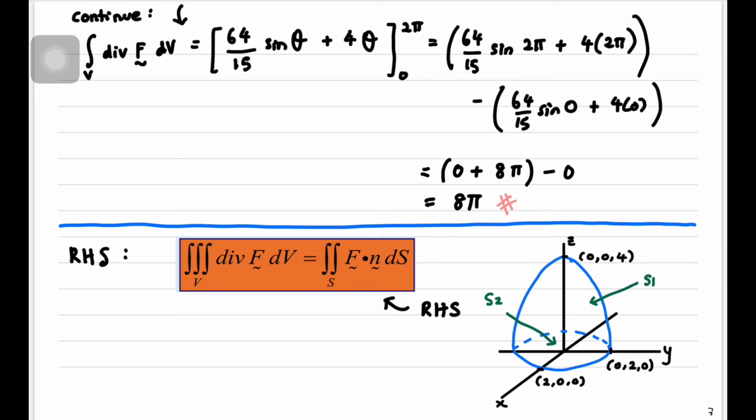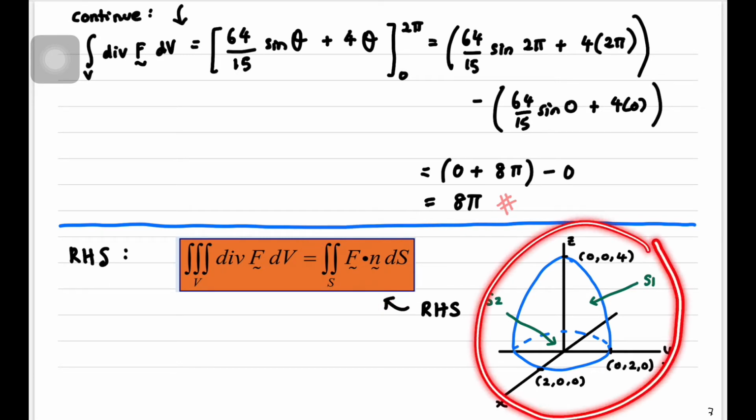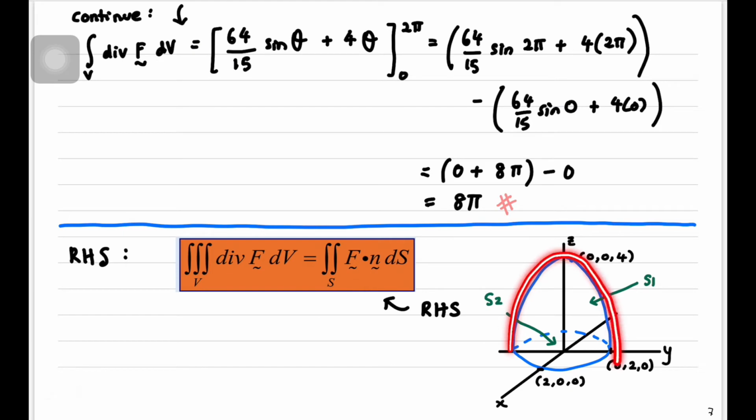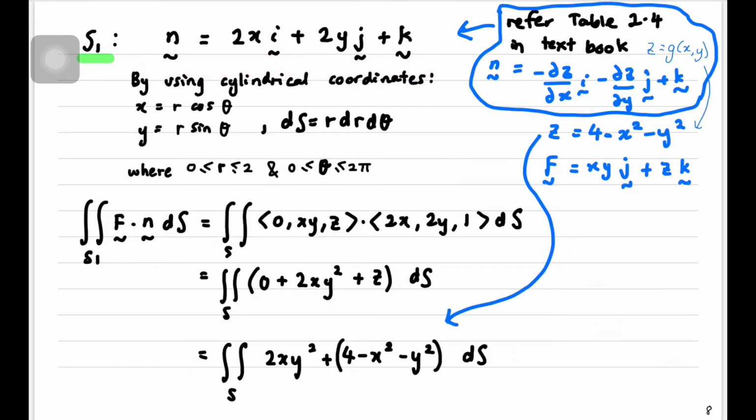So this is the figure here. We will start with this surface first, S1. You can find your n by referring at the table from your textbook, and then using the cylindrical coordinates. Okay, x equal to r cos theta, y equal to r sin theta, and ds is equal to r dr d theta. Then your r is from 0 to 2, and your theta is from 0 to 2 pi.